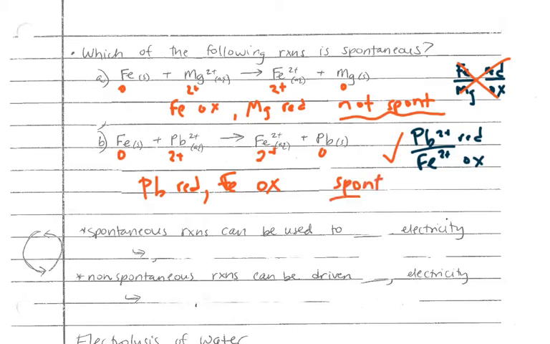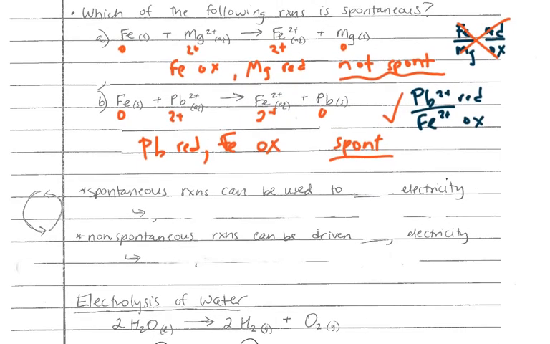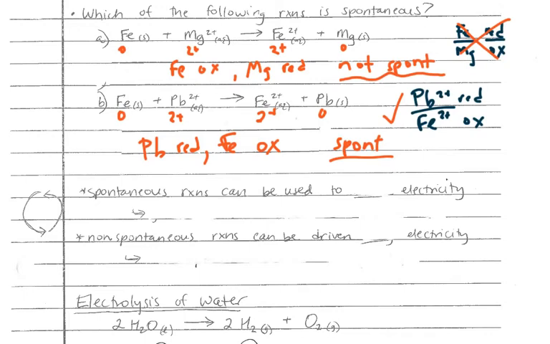So this is spontaneous. We could also solve this by calculating the cell potential using the numbers. So numerically we could do it, but we don't need to because we can just do it based on positioning on that table. But we would get the same result even if we solved it numerically. All right, so when a reaction is spontaneous and has a positive E cell, then those are the types of reactions that we can use to make electricity.